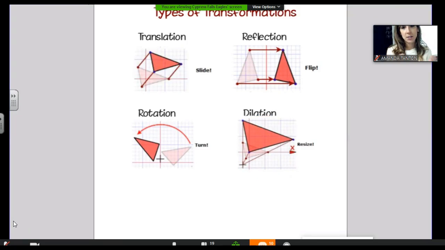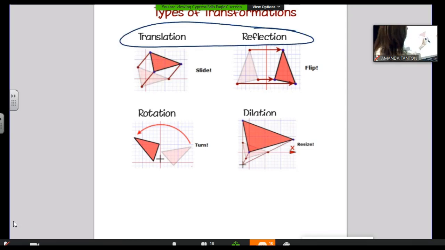Can't call it enlargement or reduction because you don't know which one it is, but it is a change in the size, not the shape, but just the size. So when we do dilations, we're always going to produce a similar figure. So that's how similarity leads really well into this unit. Okay, so today we're going to focus on these two, translations and reflections. Tomorrow will be rotations, and next week we'll do dilations.